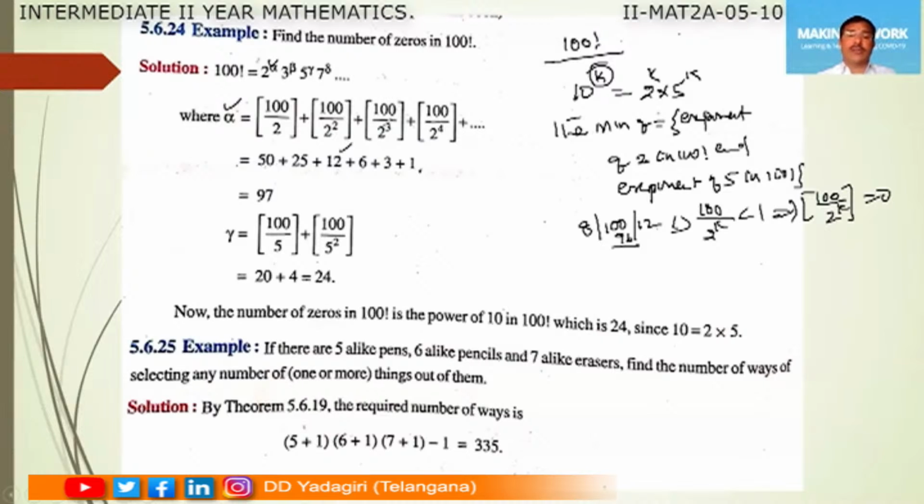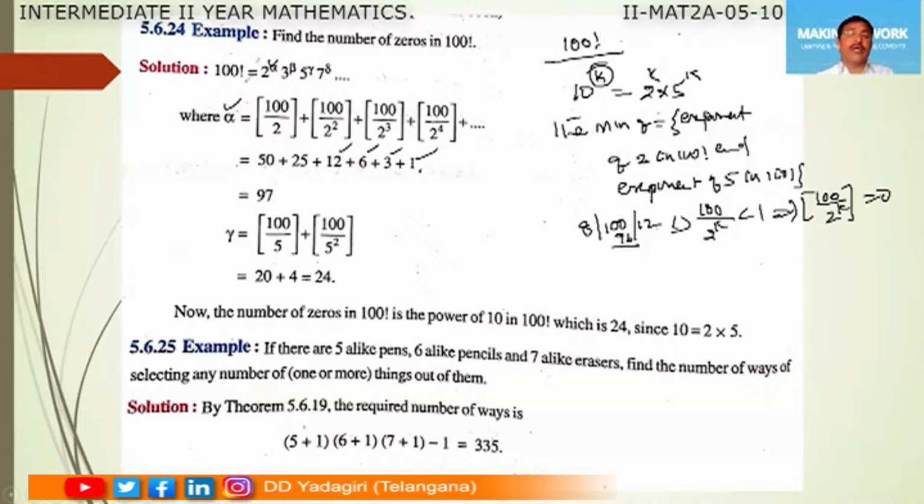So next, bracket of 100 by 2 power 4 is 6. Bracket of 100 by 2 power 5 is 3. Bracket of 100 by 2 power 7. So the next term becomes 0.